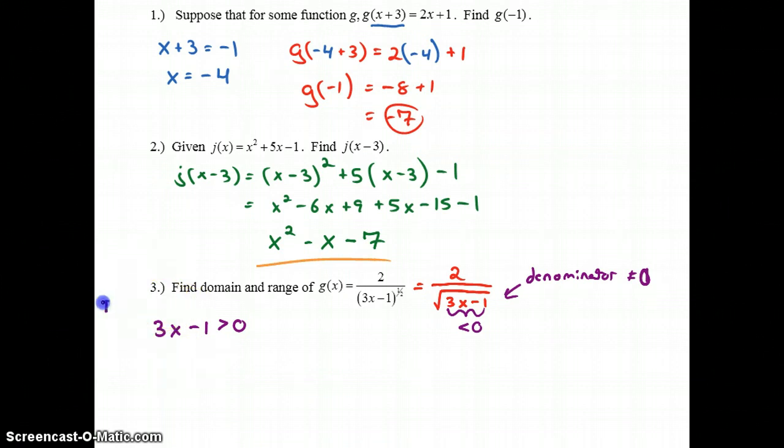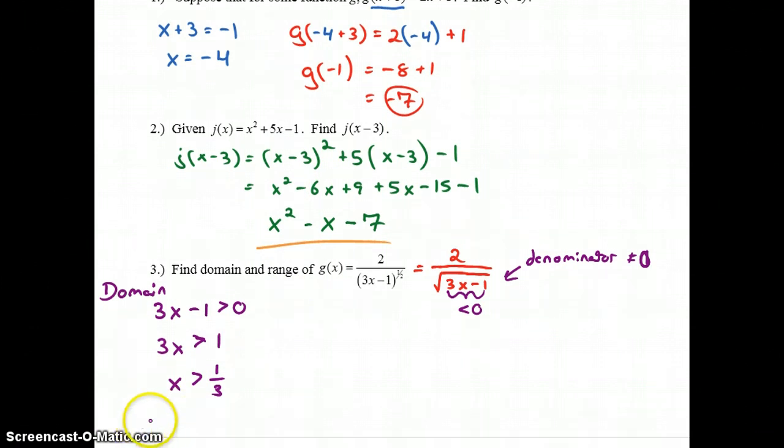So, for the domain, 3x minus 1 has got to be greater than 0. So, 3x is greater than, oh sorry, not greater than or equal to, strictly greater than 0. So 3x is strictly greater than 1, or x is strictly greater than 1/3. This is my domain. I could write it as x such that x is greater than 1/3. If I want to do it in interval notation, I can write 1/3 to infinity.